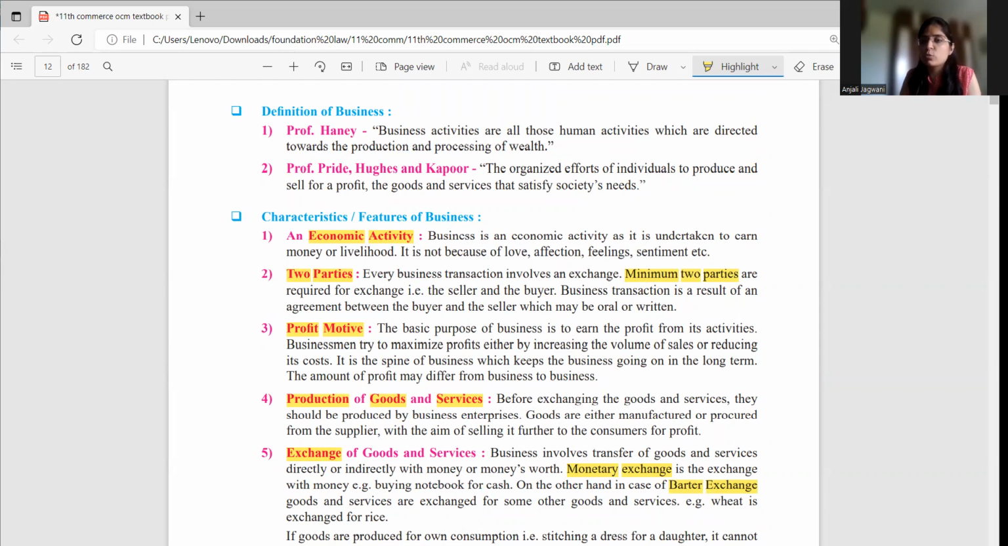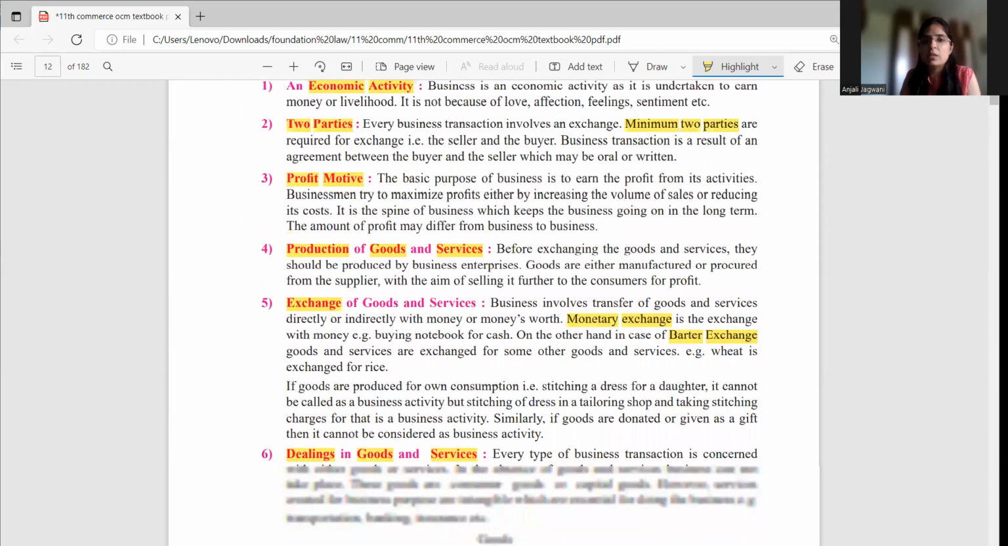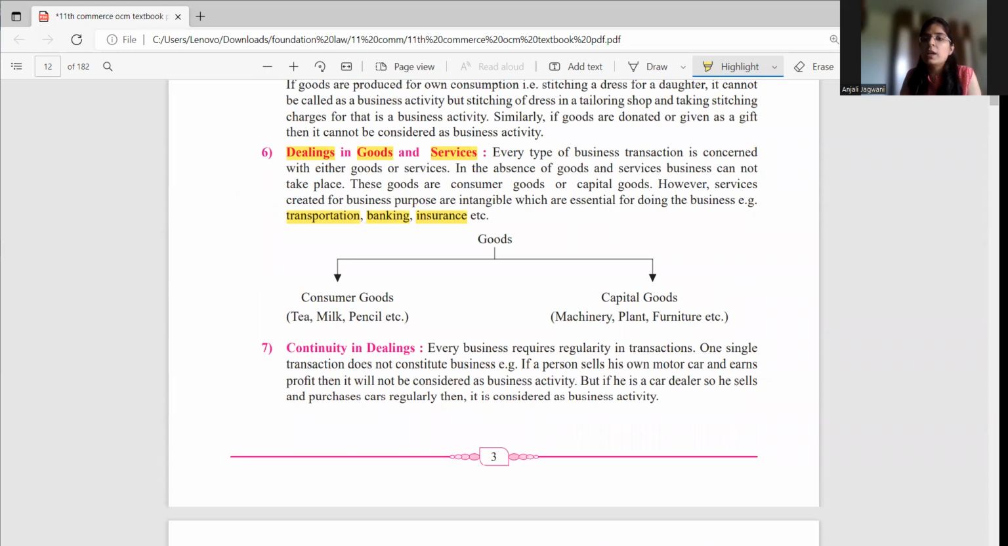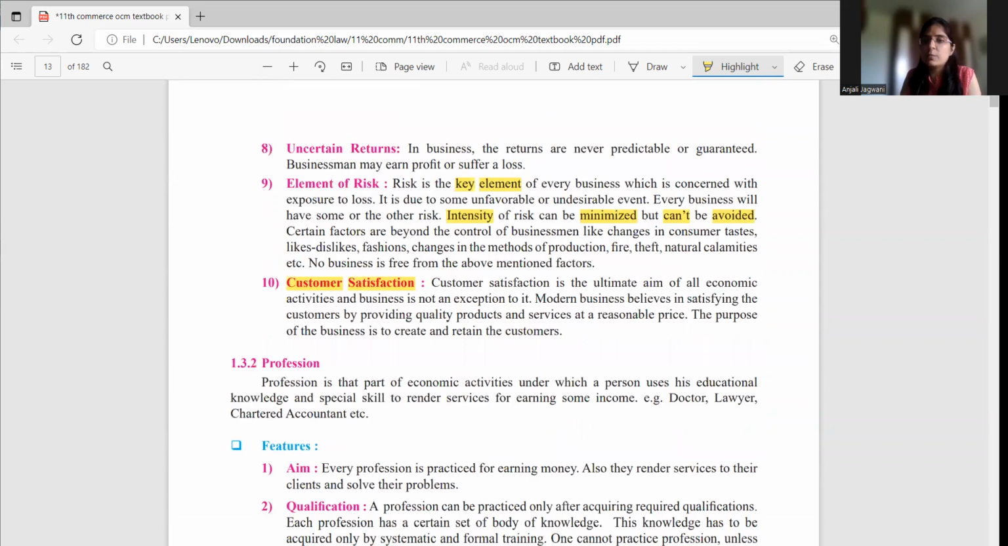Then production of goods and services is there. Exchange of goods and services is there. A business can be done without monetary benefit only if you are exchanging other goods or services, that is, barter exchange is happening. So such are the features. And the element of risk. Risk is definitely going to be involved. You cannot avoid it at all. You can only minimize it.